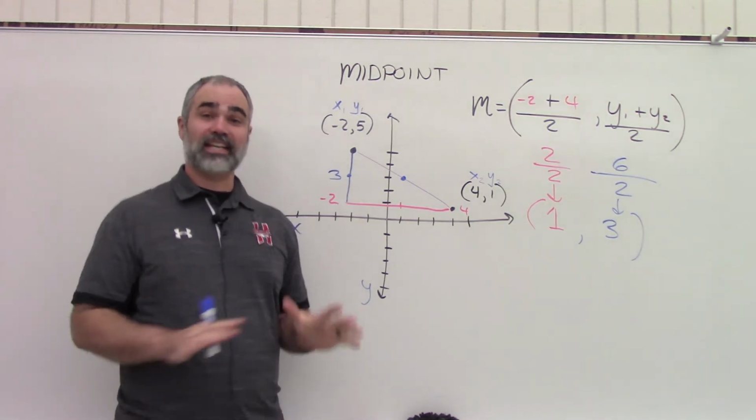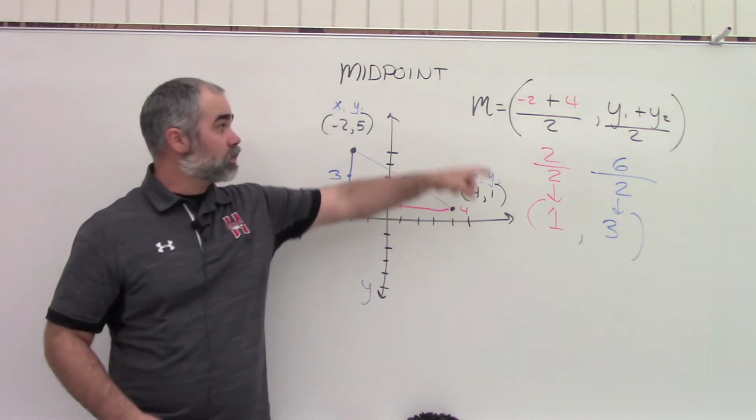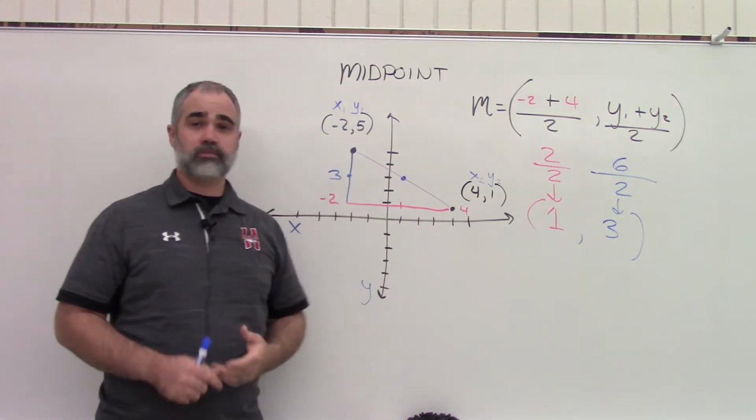And that's all it is. It never gets more complicated than that. It will always be divided by 2. It's always going to have 2 terms. That's all you have to do.